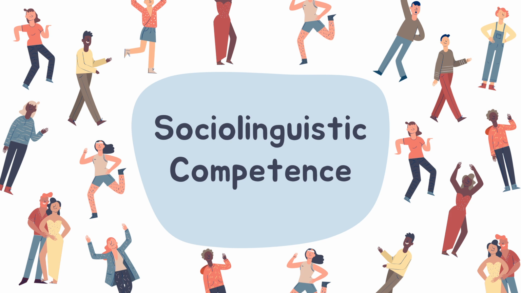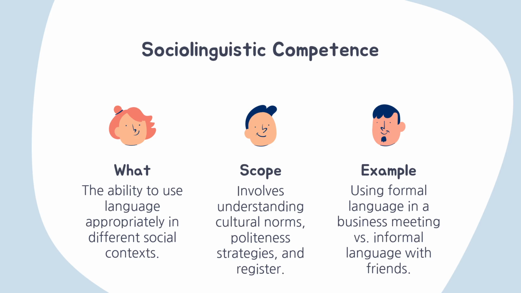Sociolinguistic competence. It's about the ability to use language appropriately in different social settings. It's about understanding when to say, "Hey, what's up?" versus "Good morning, sir." This includes cultural norms, levels of politeness, and language register. For example, if you're presenting research at a seminar, you'd say, "Our findings indicate," instead of, "We found out that." This competence helps avoid miscommunications that might come from cultural differences.